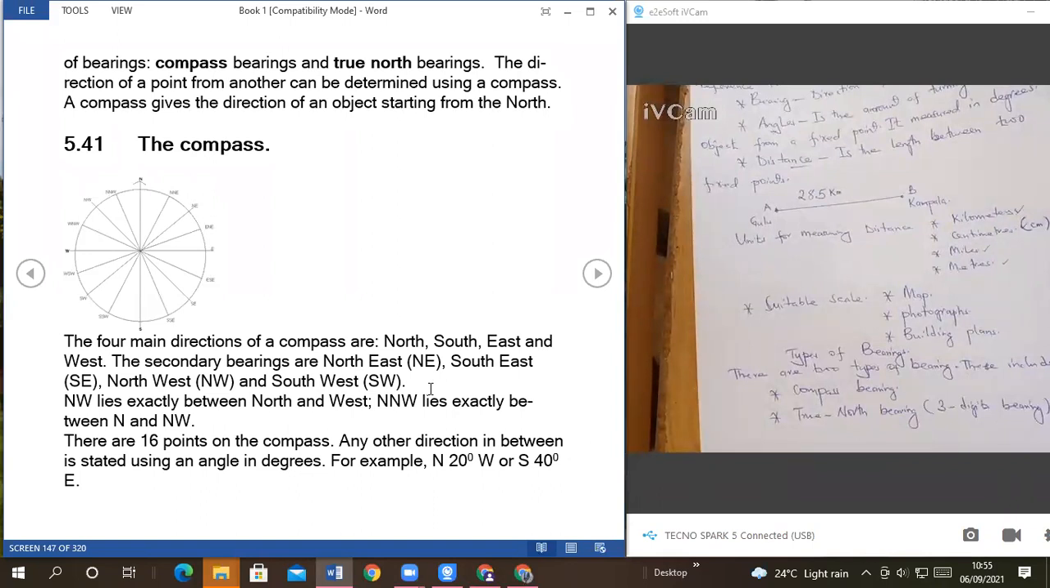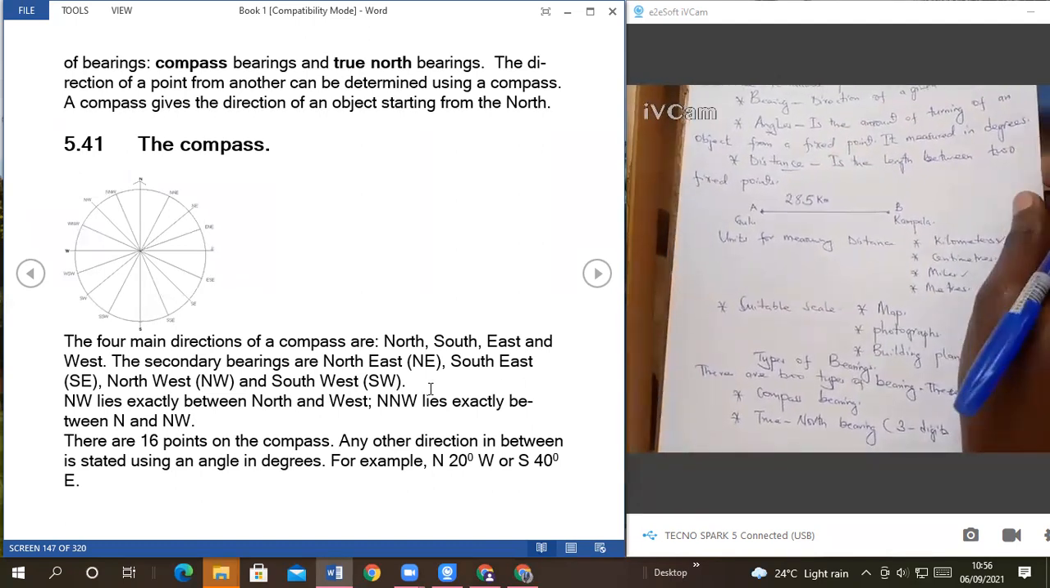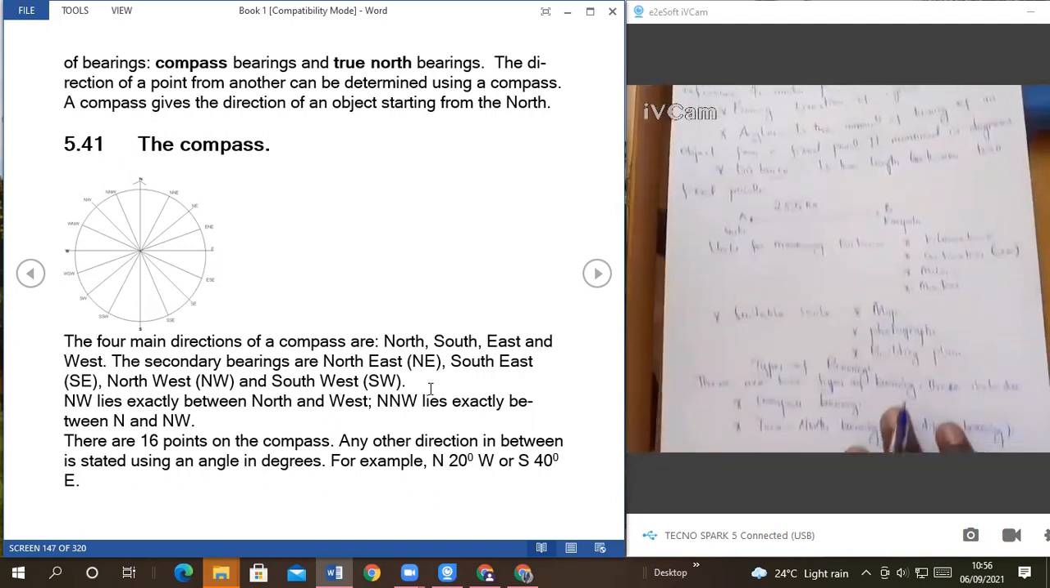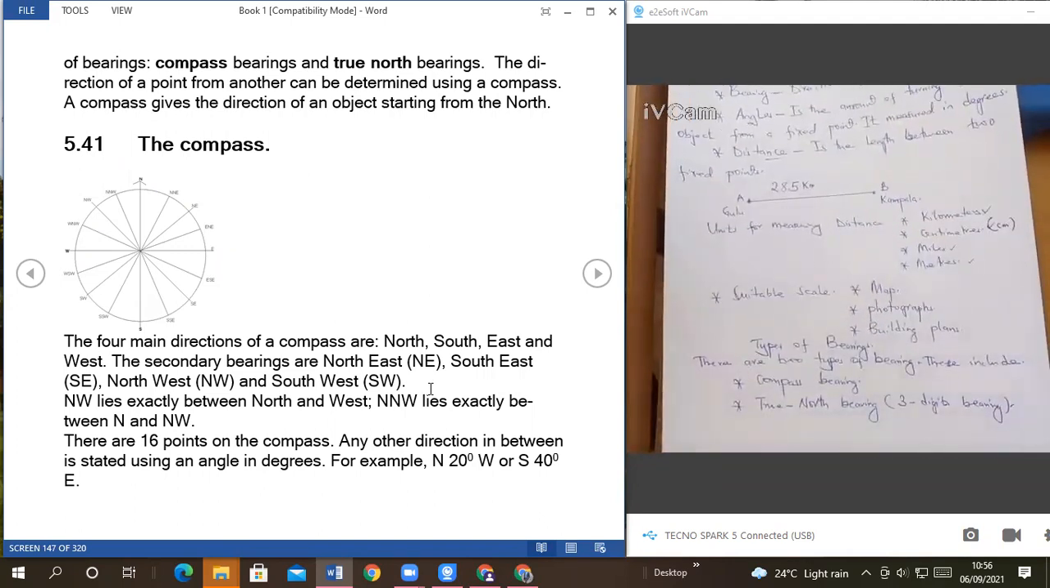The direction of a point from another can be determined using a compass. Teacher, I didn't get your explanation. I'm not getting your explanation very well. Connect your microphone. Maybe the problem could be your network. Check your network, okay?